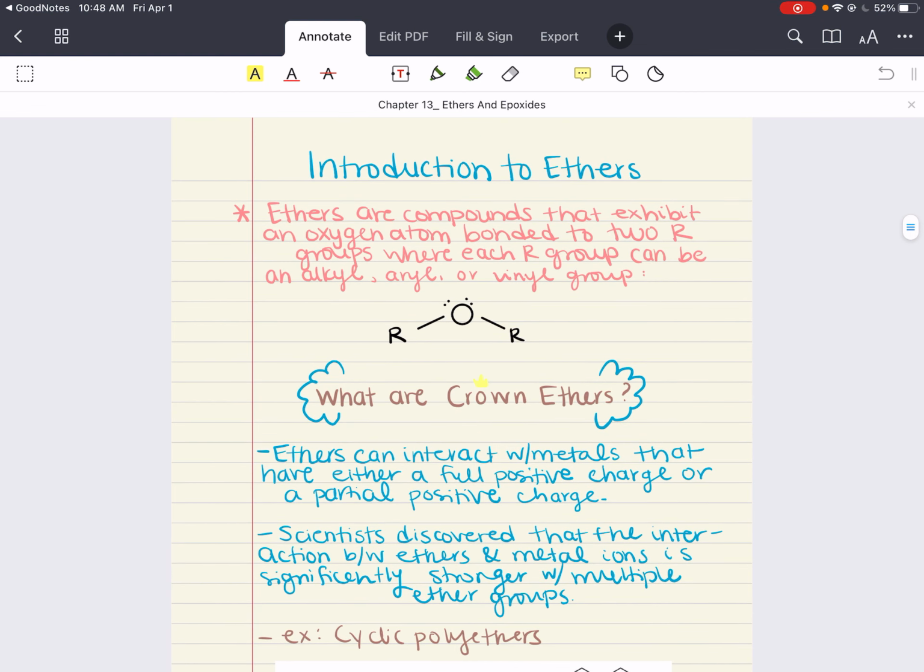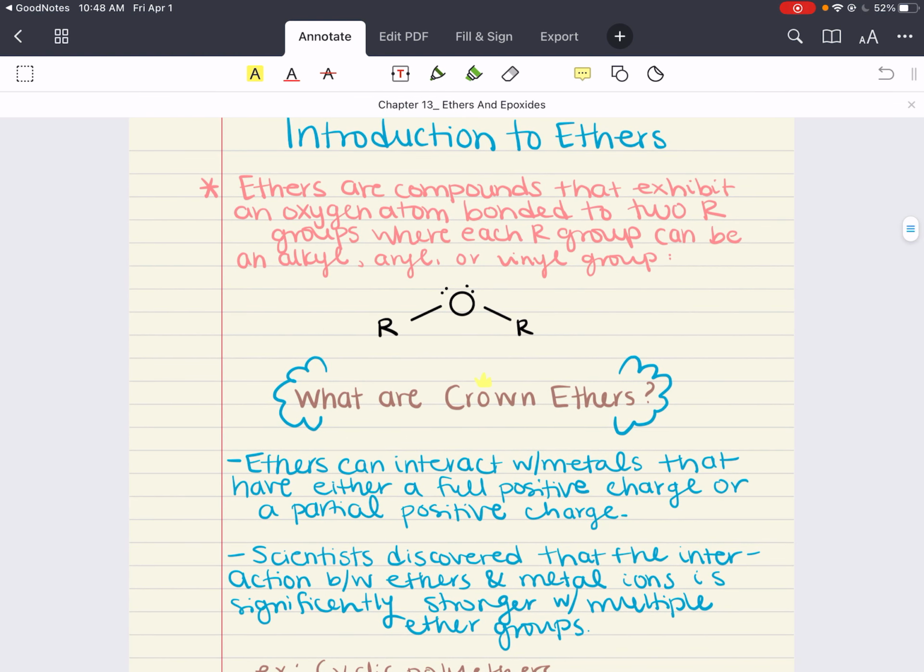Ethers are compounds that exhibit an oxygen atom bonded to two R groups, where these R groups can be alkyl, aryl, or vinyl groups. The geometry of an oxygen atom in an ether is very similar to water and alcohols. The exact bond angle depends on the groups attached to the oxygen atom, with ethers having the largest bond angle. An ether can also act as a hydrogen bond acceptor by interacting with the proton of an alcohol. So just some quick basics about ethers. Most importantly, the definition of an ether.